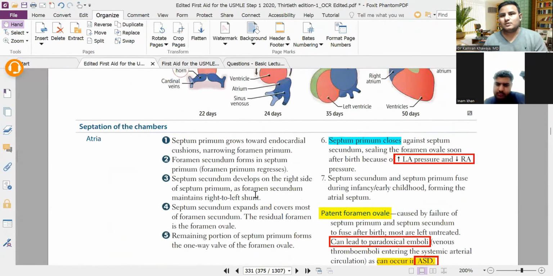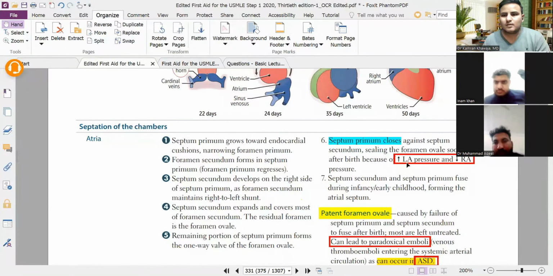This is very important. MCQs here. What are the factors after birth that close the foramen ovale? These are the increased left atrial pressure and decreased right atrial pressure. This is an MCQ.